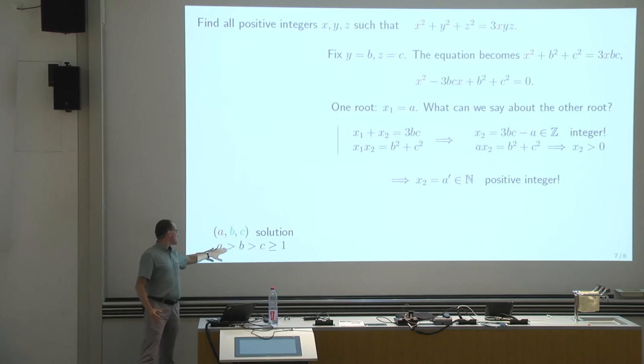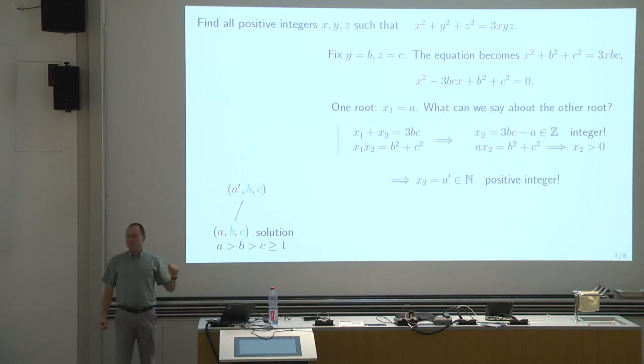From one solution with positive integers, once you replace A by the second root, you get again a solution. Again, it will be a positive integer because of these formulas. So from A, B, C, you get A prime, B, C. I've written them like this, but they are not necessarily in this order. Maybe A prime gets smaller. But in any case, from A, B, C, you get to A prime, B, C. Now, you order A prime, B and C. You put the largest first, then middle, and then third. And then why don't you repeat the process? You fix the middle and third, you look at it as an equation for the first, you take the second root, and you keep going.